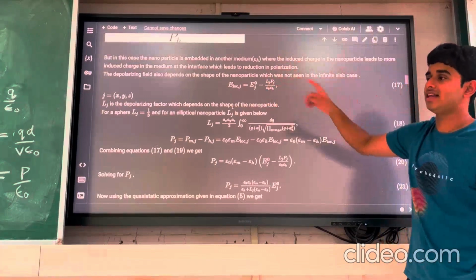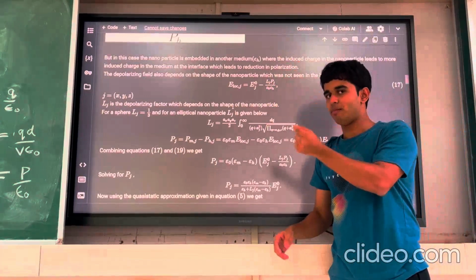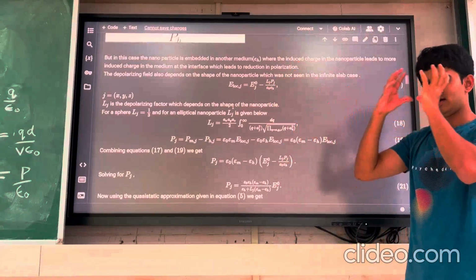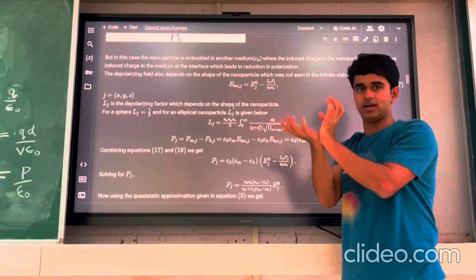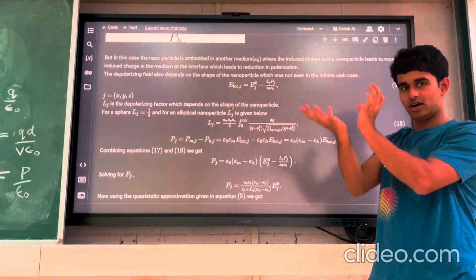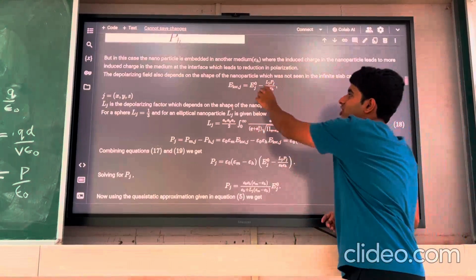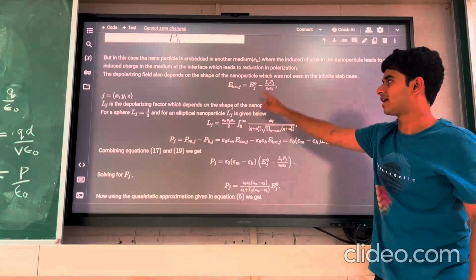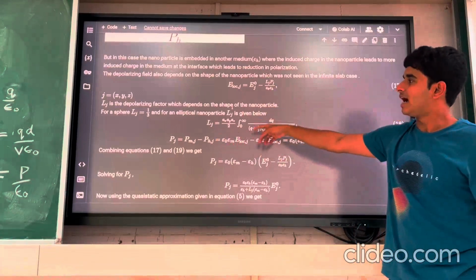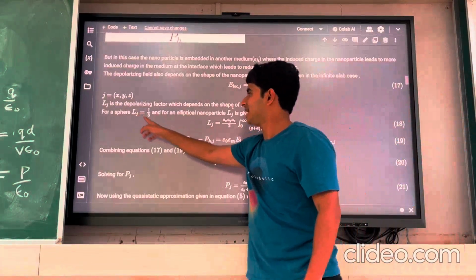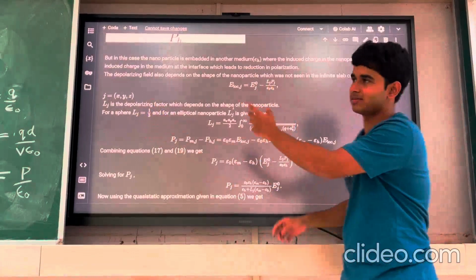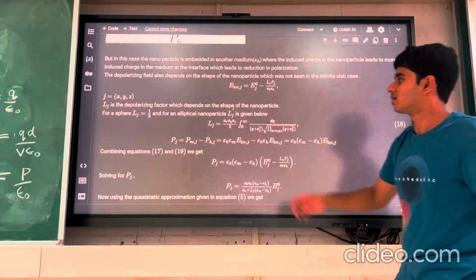This is due to the fact that the nanoparticle is not a small point, it's actually a three-dimensional object and it's an ellipsoid. So the electric field at each point will not be the same. After some calculations, you get an additional factor here, which is known as a depolarizing factor. It looks something like this, and if you calculate it for a sphere, Lj is equal to 1 by 3. You can find this by symmetry arguments, which we'll come to later.